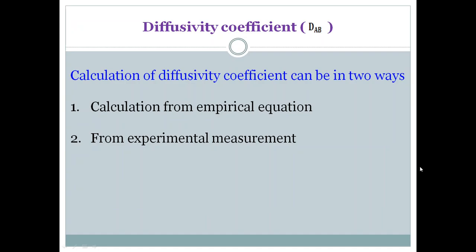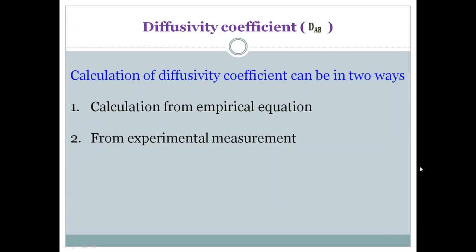that you are wasting. Or it may be you have been more optimistic, you have calculated one separator of 10 meter cube keeping the diffusivity coefficient as 1.5 into 10 to the power minus 5. But if it is actually 1.5 into 10 to the power minus 6, then with this separator, the separation won't take place. That is the waste. So, calculation of accurate diffusivity coefficient is very important, and that can be done in two ways.